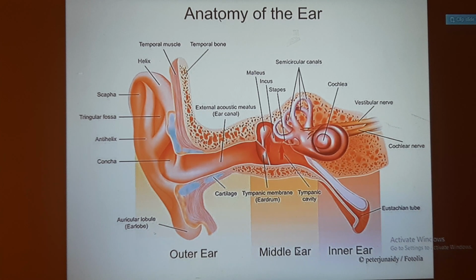The middle ear contains mainly the tympanic membrane, the tympanic cavity, and the three smallest bones in your body, that is malleus, incus and stapes. These are the bones present in the middle ear, and it even includes the semicircular canals. These parts are your middle ear. And then the inner ear contains the cochlea, vestibular nerve, cochlear nerve, and the eustachian tube. These are the parts included in your inner ear. So there are three divisions in your ear: outer ear, middle ear and inner ear.